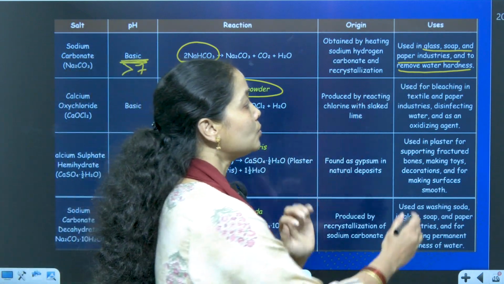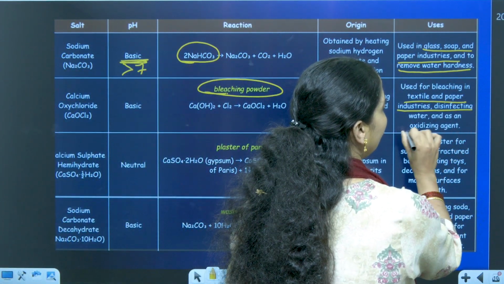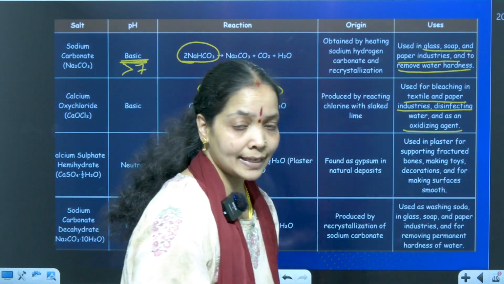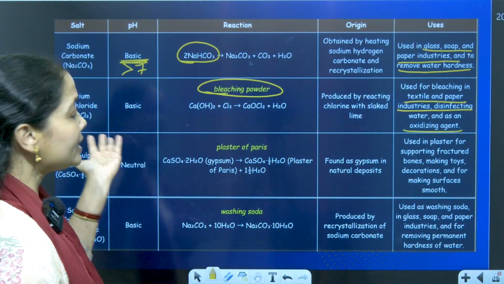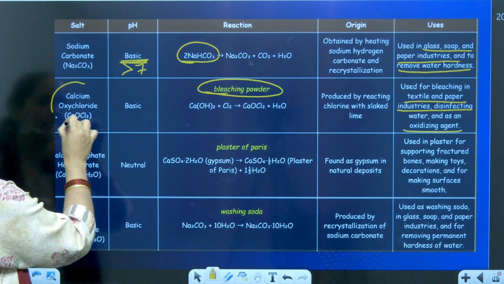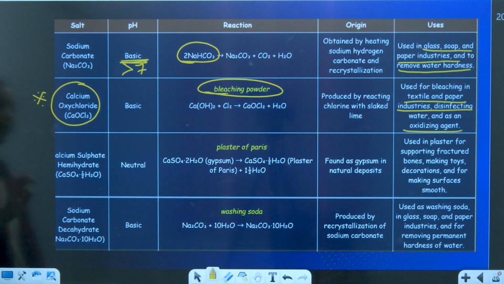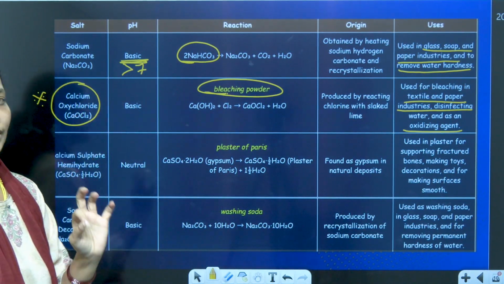like it's used in the textile industry, paper industry, cleansing of water, and as an oxidizing agent. It's also used for bleaching many cloths. So this is one of the major important questions that's always asked in pre-boards and an important topic that you have to study without fail.